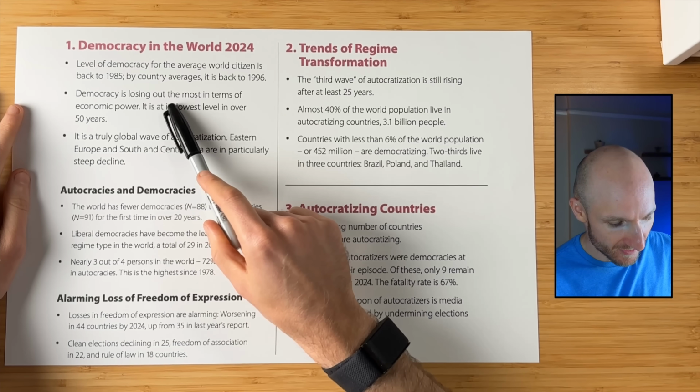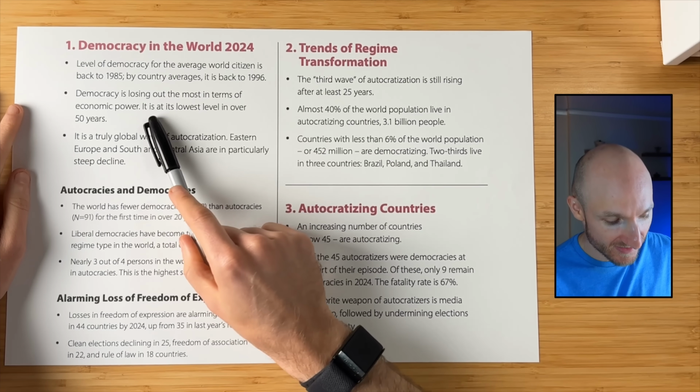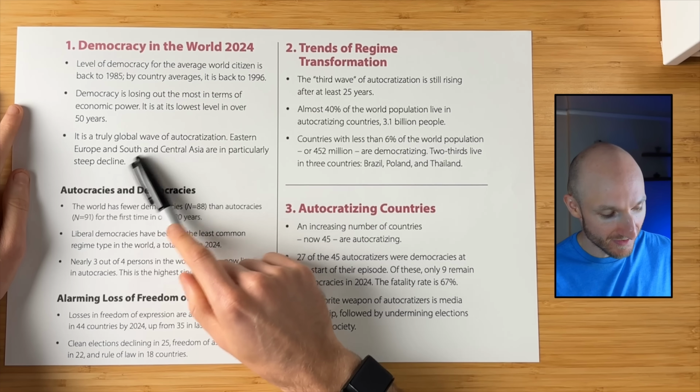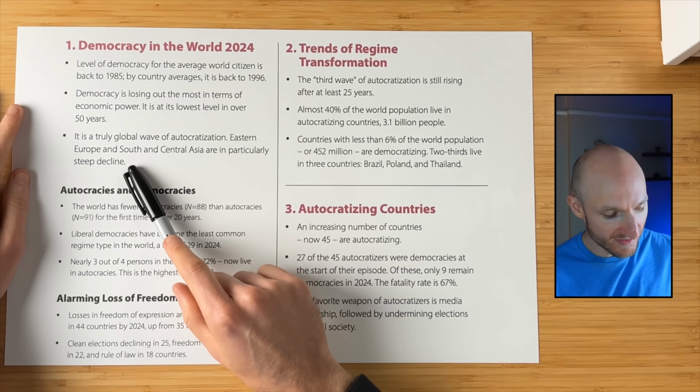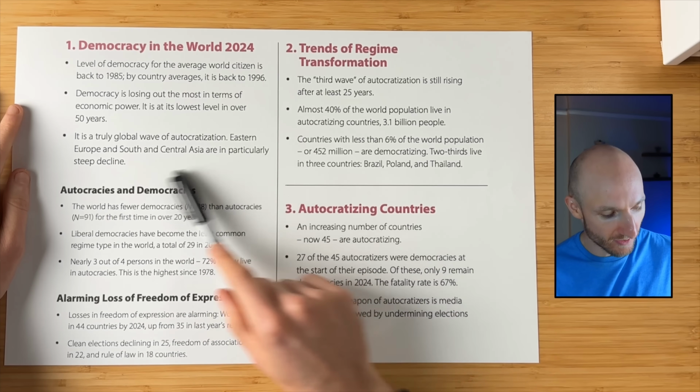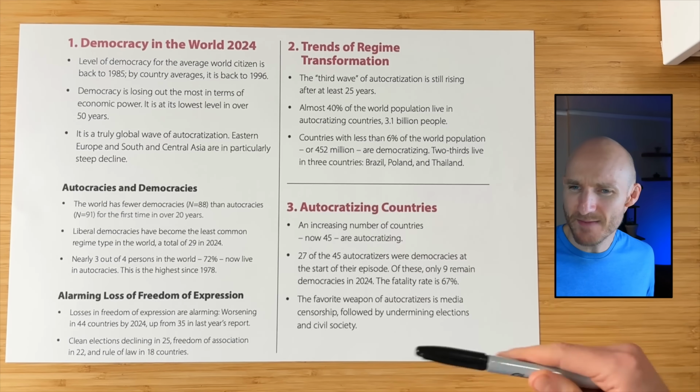Democracy is losing out the most in terms of economic power. It's at its lowest level in over 50 years. It's truly a global wave of autocratization. Eastern Europe and South and Central Asia are in particularly steep decline. So yeah, this does not paint a great picture.